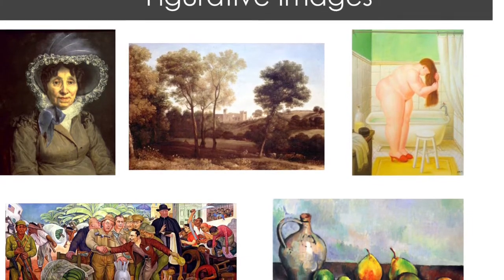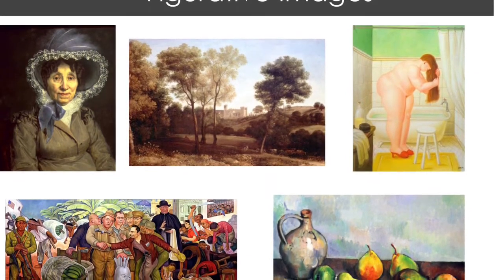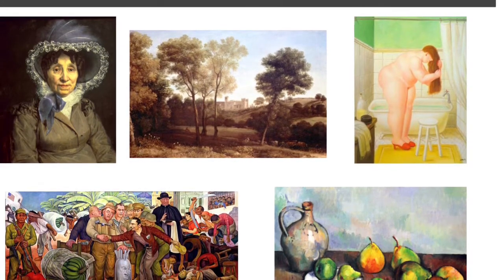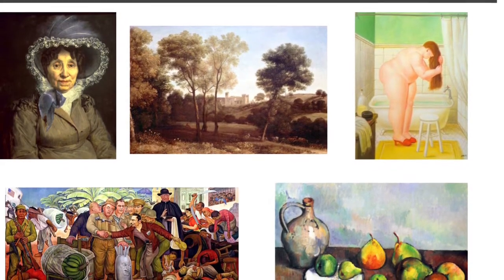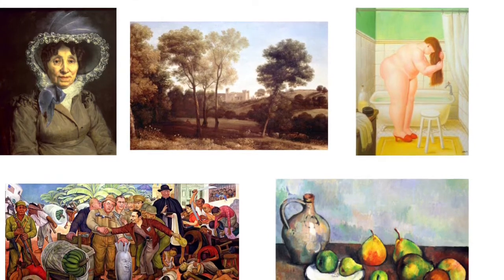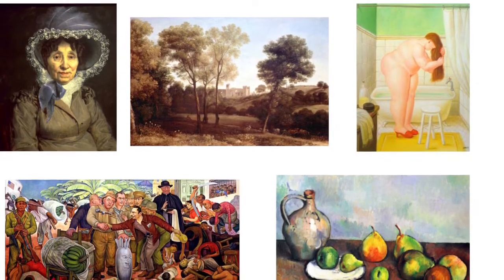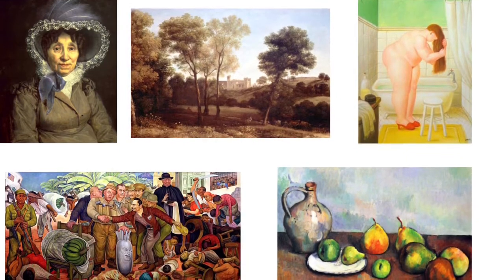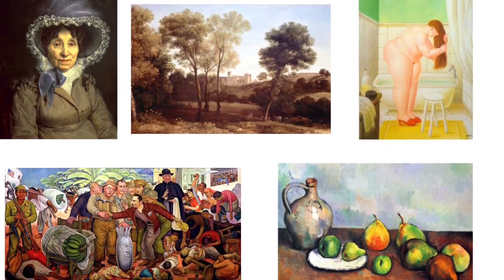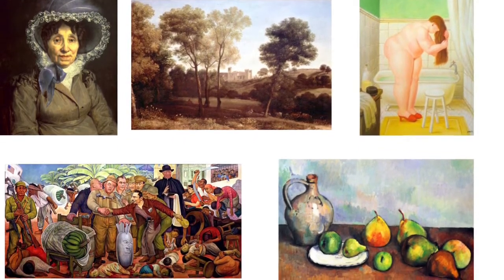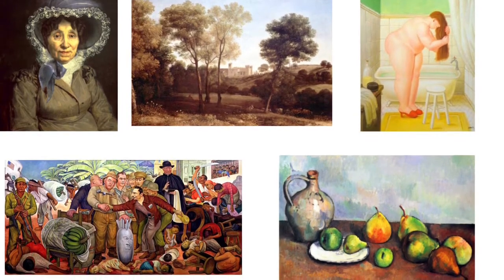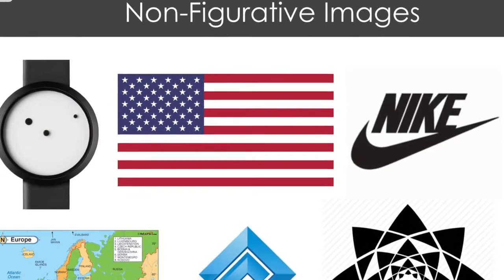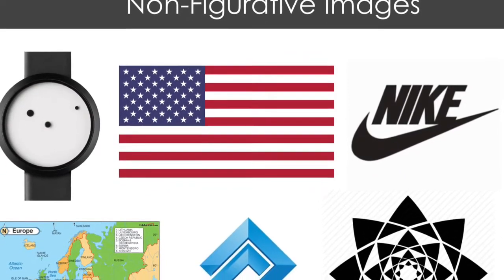So here we have a series of figurative works by several artists throughout our history. And like you can see, we have portraits, landscapes, history paintings, and still lifes. What's common about these pictures is that they communicate information by painting figures, okay? All of the things that you see in the picture are objects that are recognizable because they are depicted in a figurative way.